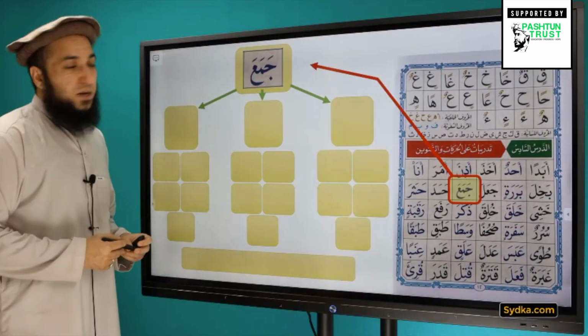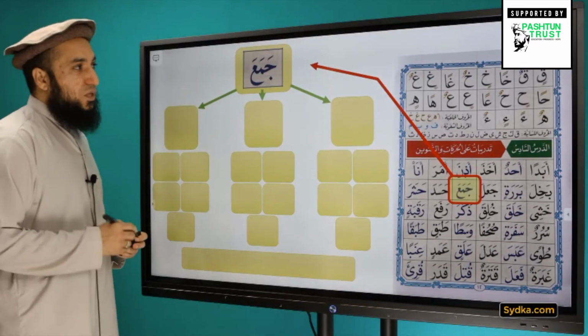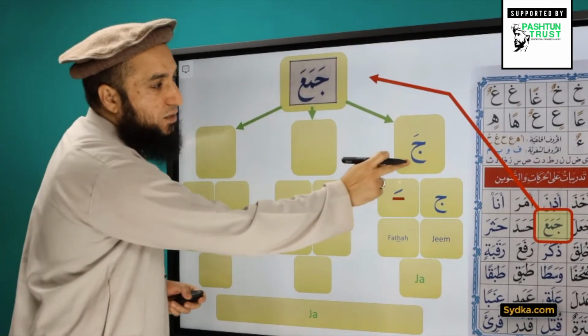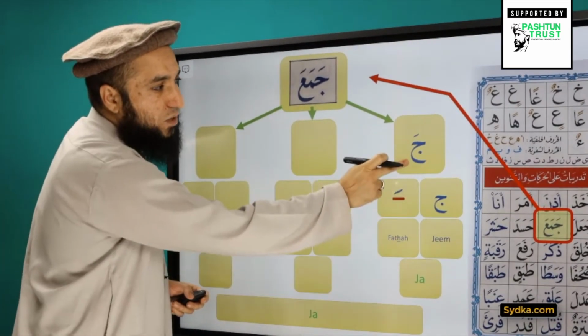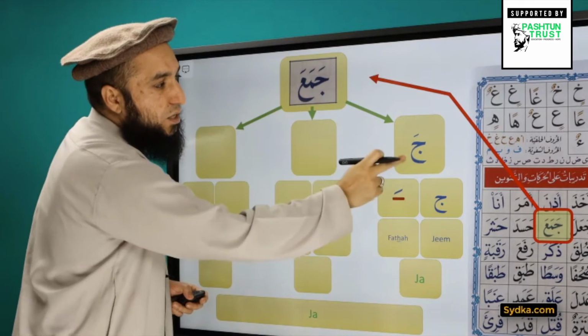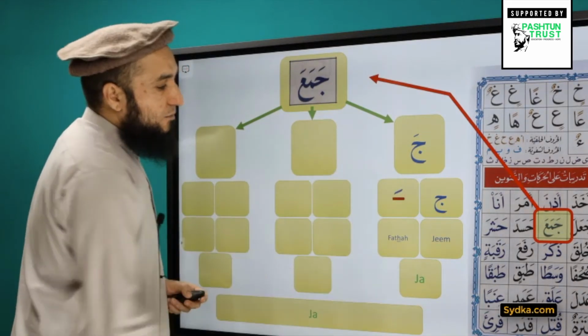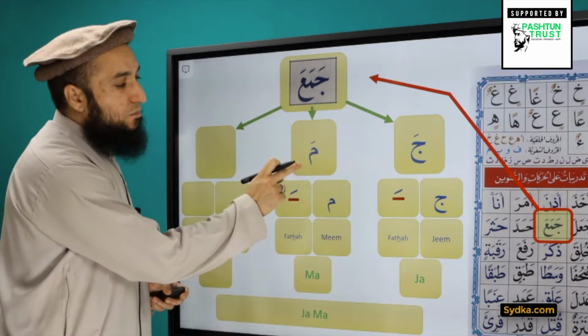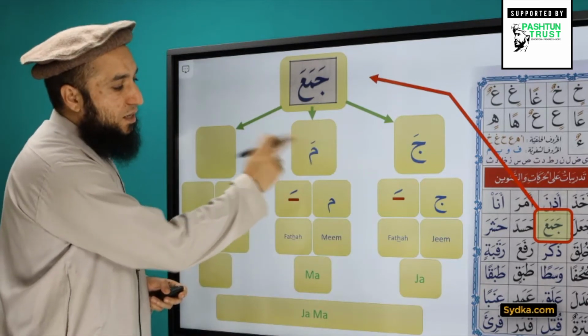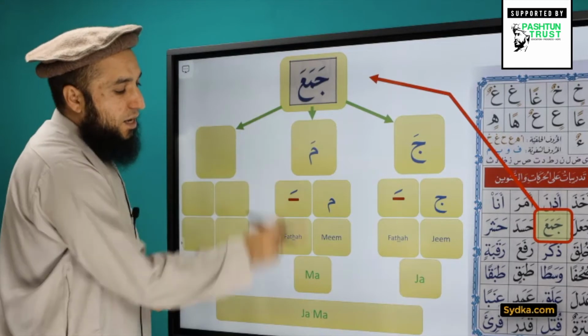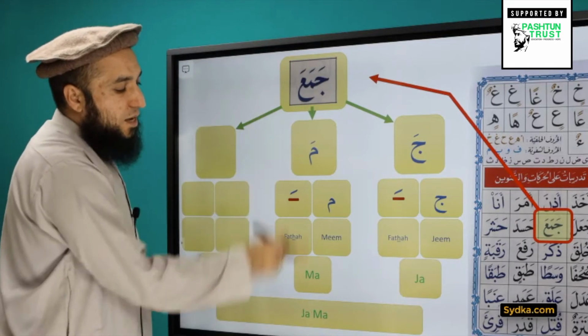So the first word we have is jama'a, and it has three syllables. The first syllable is jim fatha ja. So jim is not silent, and we have a fatha. Jim fatha ja. The second syllable is mim fatha ma. So mim is not silent, and we have fatha. Mim fatha ma.